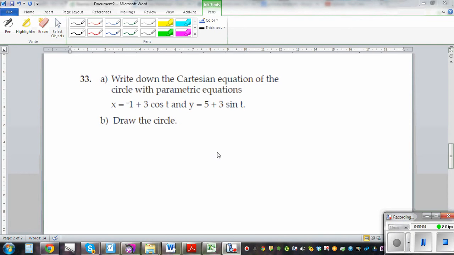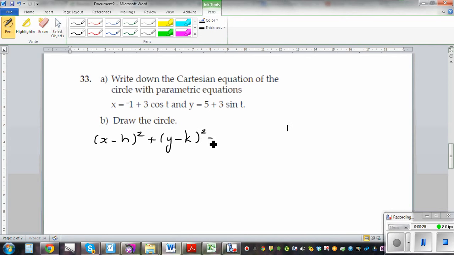In this video, I want to talk about the parametric equation of a circle. You should know the equation of a circle. The general form is (x minus h) squared plus (y minus k) squared is equal to r squared. This is called a Cartesian equation.